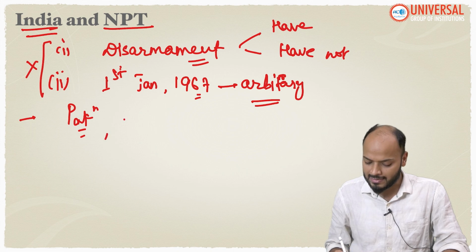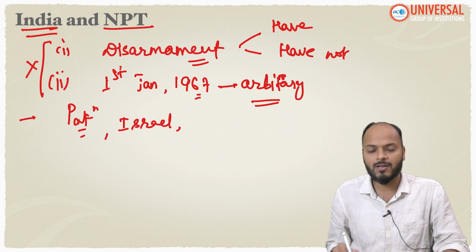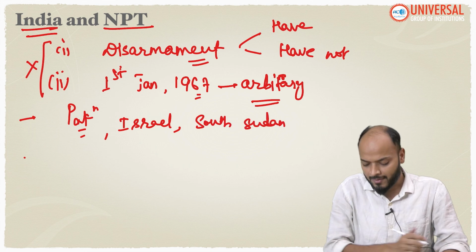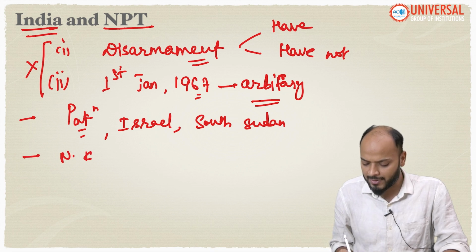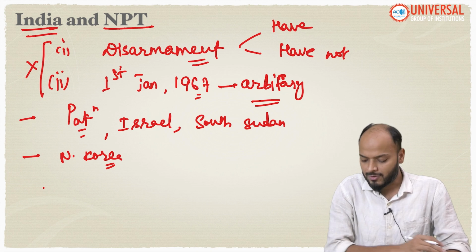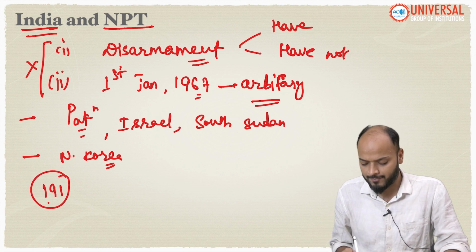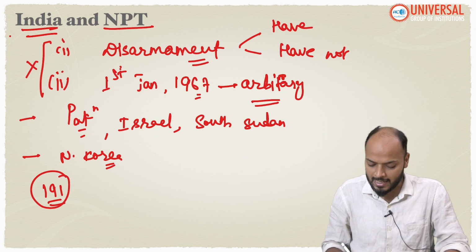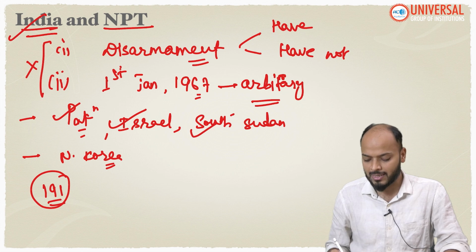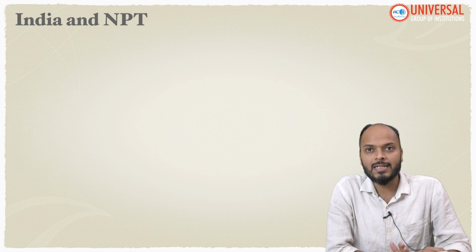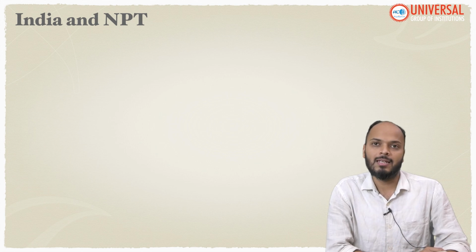Apart from India and Pakistan, Israel is one such country which has not signed NPT, and then there is South Sudan. South Sudan has also not signed NPT. North Korea had signed NPT, but in 2003 it left NPT. So right now 191 countries of the world are members of NPT. Only India, Pakistan, Israel, South Sudan and North Korea are not part of NPT. I hope it is clear to you why India did not sign NPT.